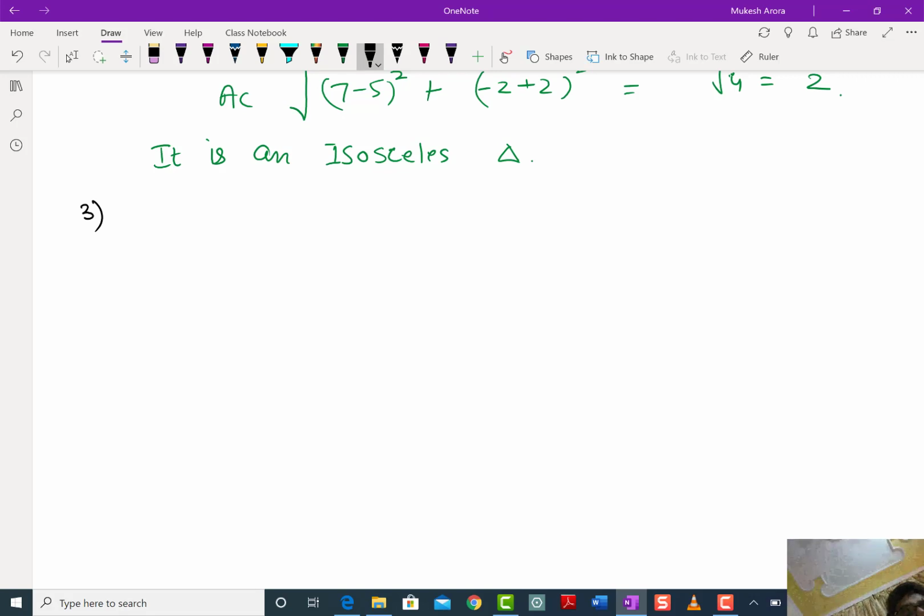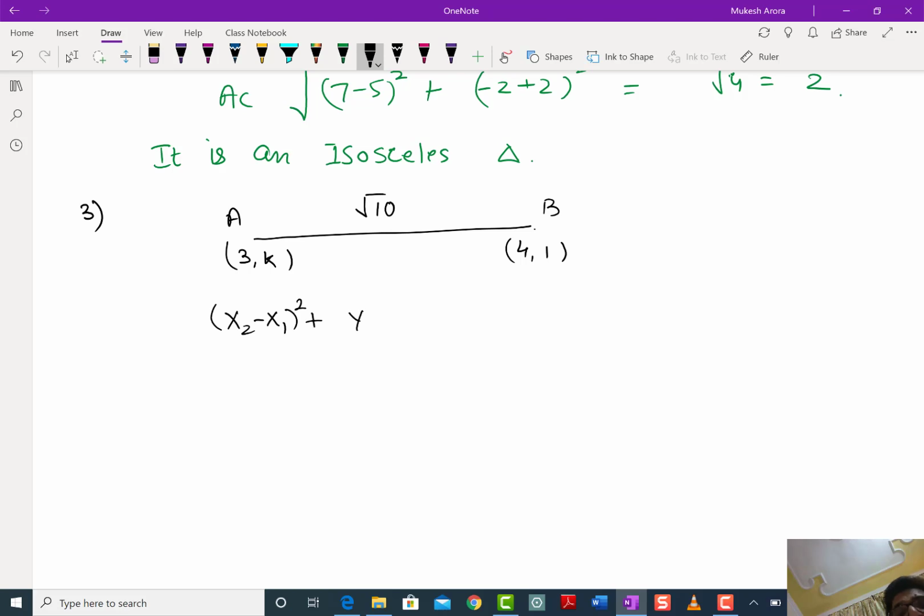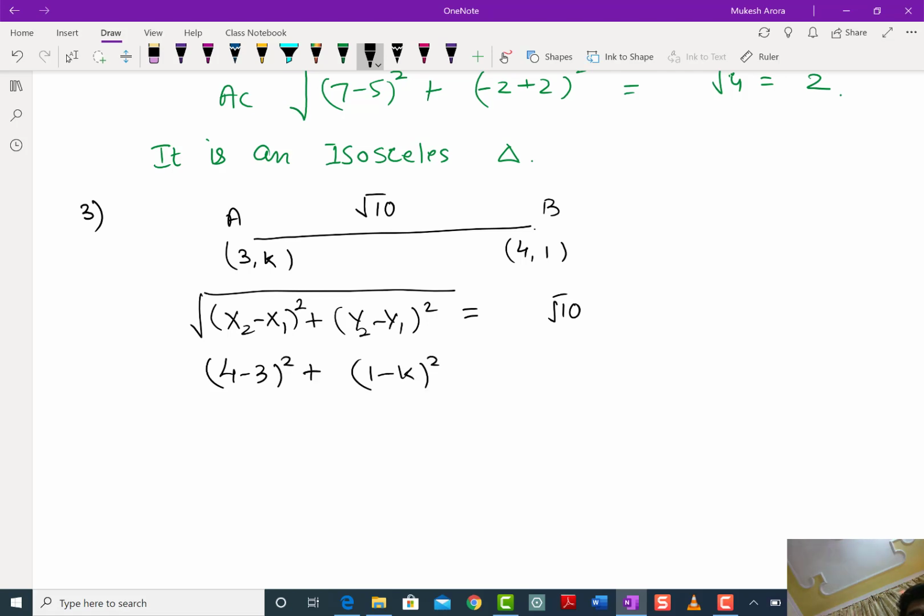So then another question we have: find the value of k when the points are (3, k) and (4, 1) and the distance between them is under root 10. Find the value of k. Distance means under the root (x2 minus x1) raised to the power 2 plus (y2 minus y1) raised to the power 2 is equal to what? Under root 10. So now you substitute the values: under the root (4 minus 3) raised to the power 2 plus (1 minus k) raised to the power 2 is equal to under root 10.